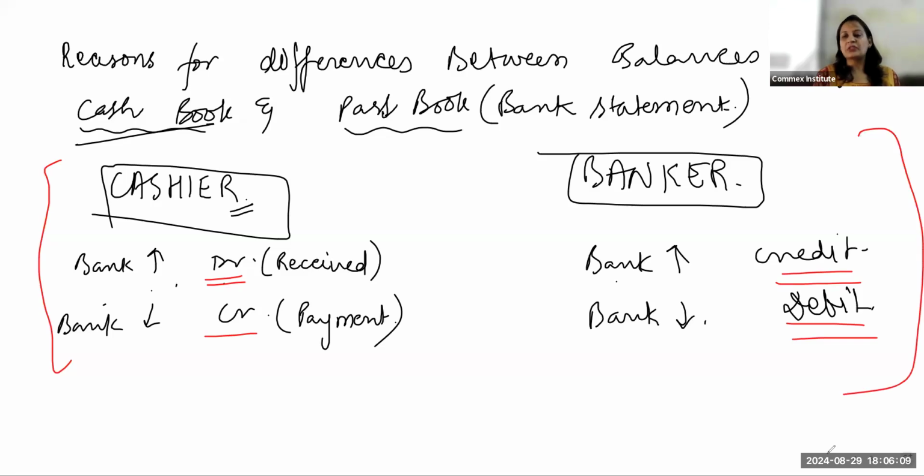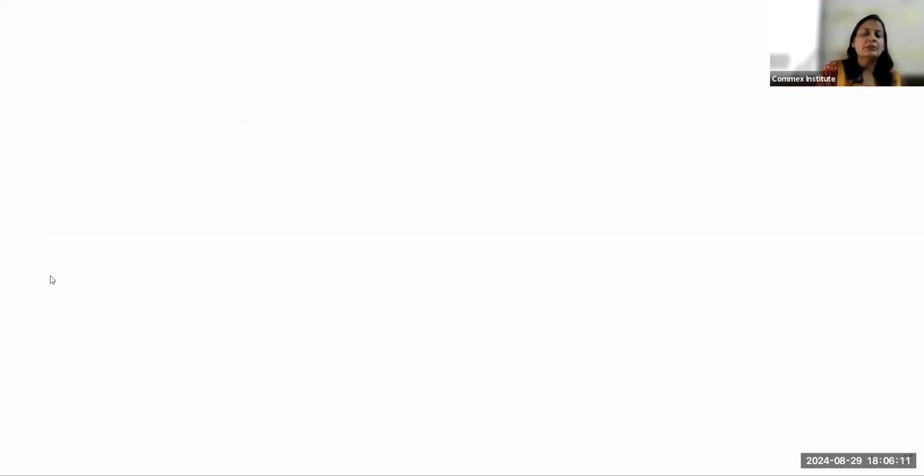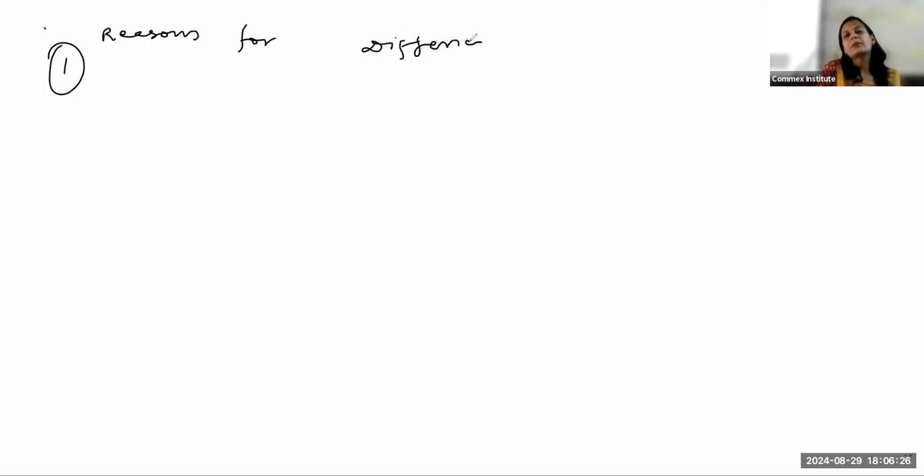Now coming to the differences. So the first difference is clear. Let's write about it. You can write reasons for difference, that is the heading we were writing under. I'll write it again: reasons for difference in bank balance as per two things, cash book and passbook, CB and PB.